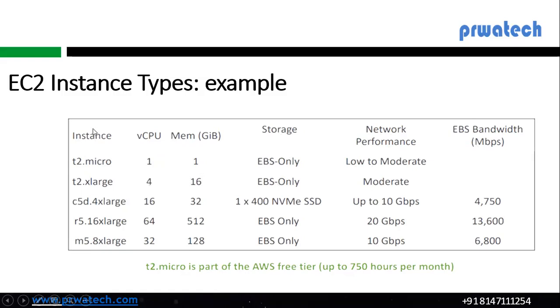There are different instances available, and you can choose according to your requirement. In the free tier, you get T2 micro as free tier. You can use 750 hours, not per month, but per year.